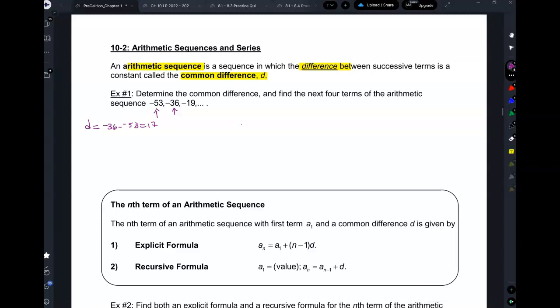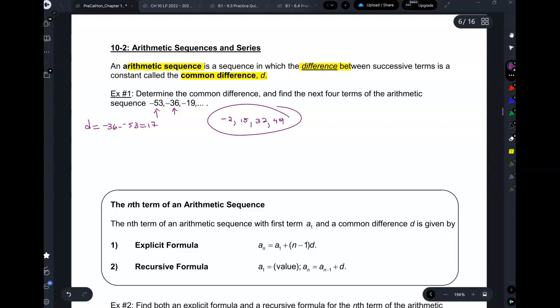So in this case, it says determine the common difference, D, which we just did, and find the next four terms. And so the next four terms are going to be negative 2, 15, 32, 49. Cool? Yep. So this is an arithmetic sequence because each successive term is the same number added to the one before.